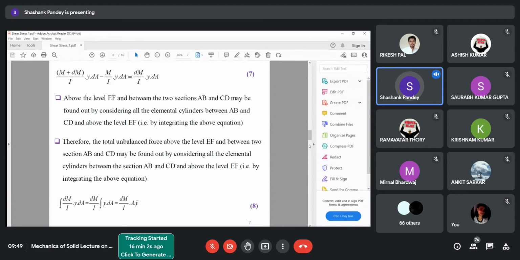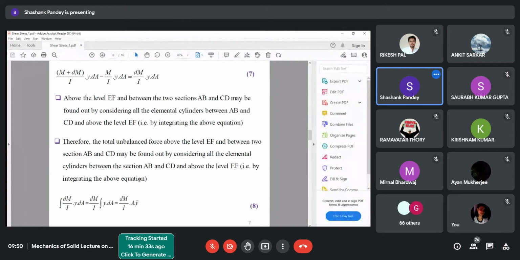Therefore, the total unbalanced force above level EF and between the two sections AB and CD may be found out by considering all the elements between section AB and CD above the level EF, that is by integrating the above equation. So in order to find the net unbalanced force, we will integrate expression number 7.